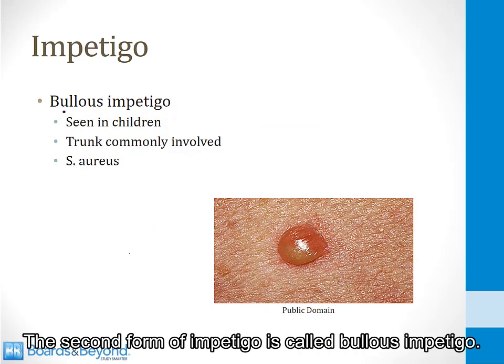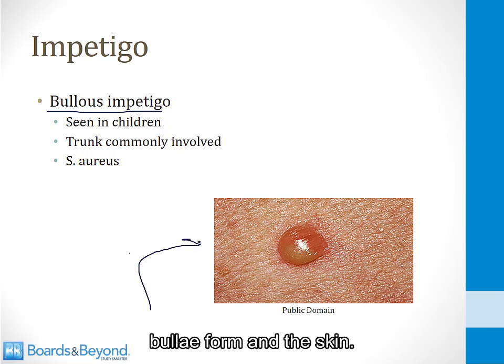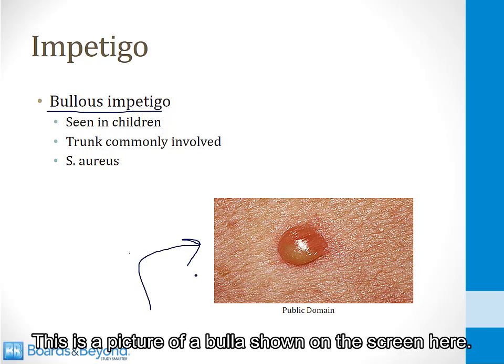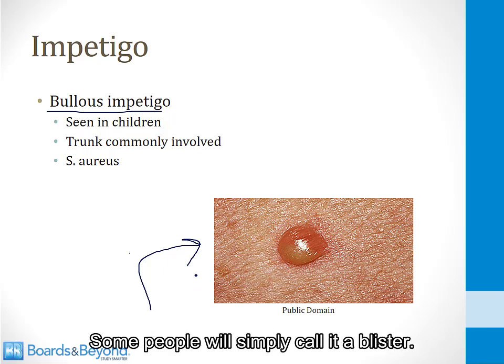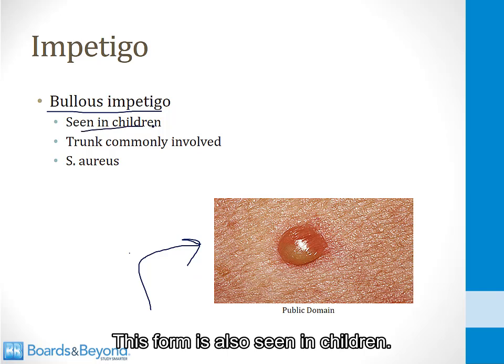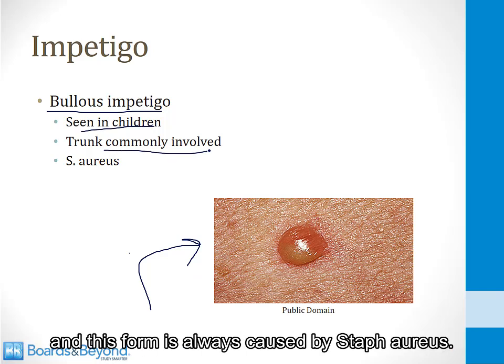The second form of impetigo is called bullous impetigo, and this form gets its name because in bullous impetigo, bullae form on the skin. This is a picture of a bulla shown on the screen here. It's a fluid-filled collection. Some people will simply call it a blister. This form is also seen in children. The trunk is more commonly involved in bullous impetigo, and this form is always caused by Staph aureus.